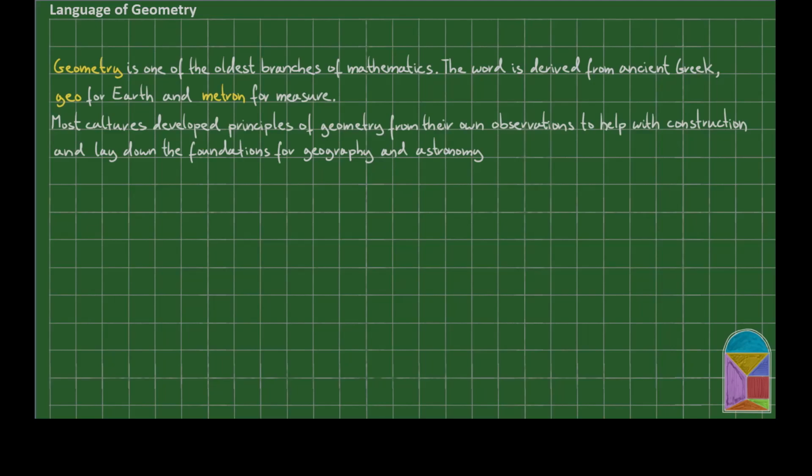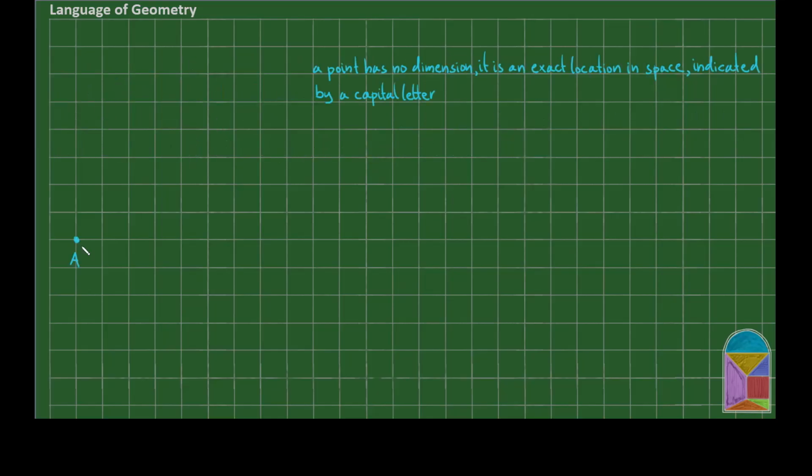With the history lesson out of the way, let me explore a few terms that we need to be comfortable with when dealing with geometry. It all begins with a humble point. A point has no dimension. It is an exact location in space, and we tend to indicate a point by using a capital letter. In this case, I've named this point point A.